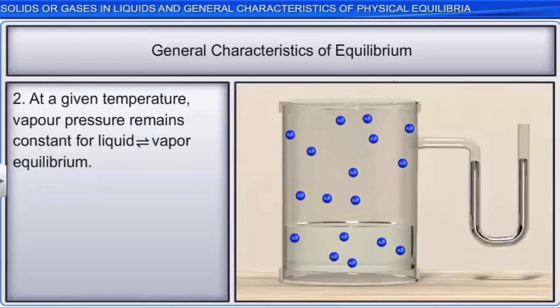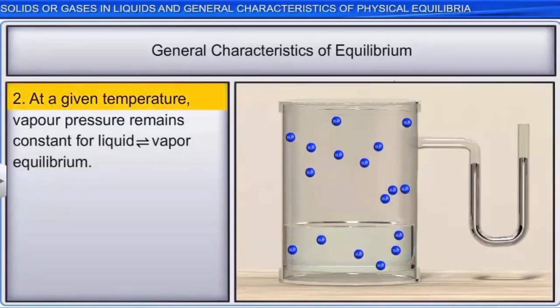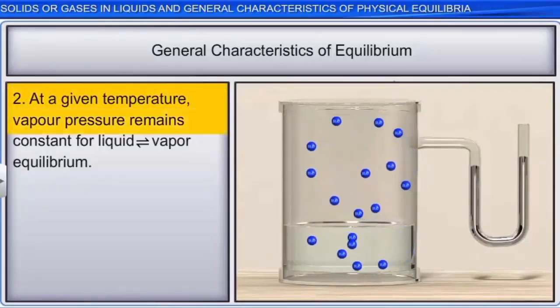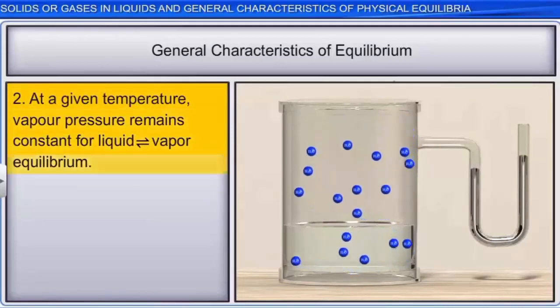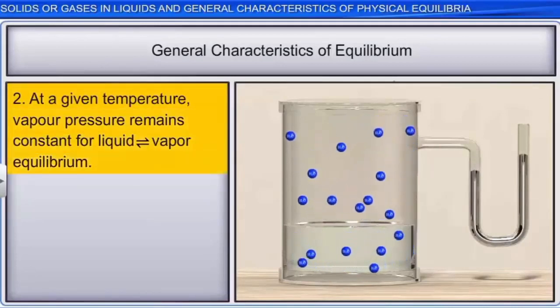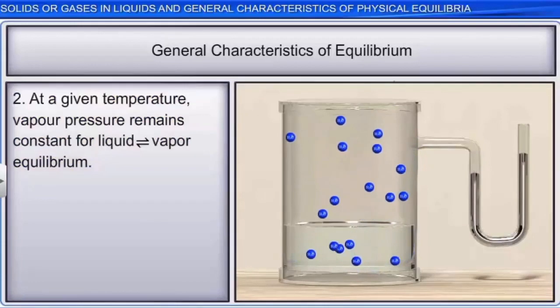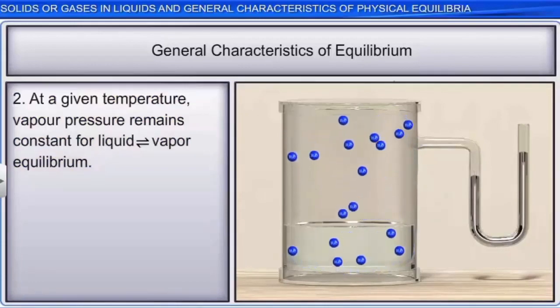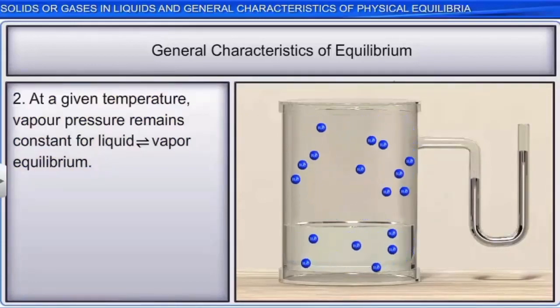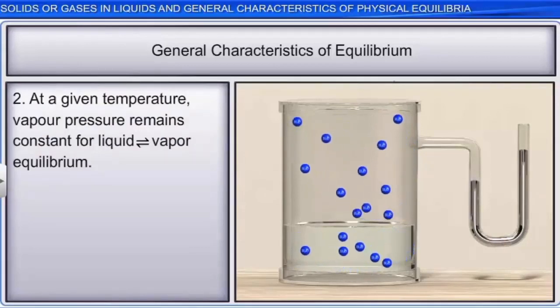At a given temperature, vapor pressure remains constant for liquid-vapor equilibrium. For example, in equilibrium between water and water vapor, the vapor pressure of water remains constant at a given temperature.